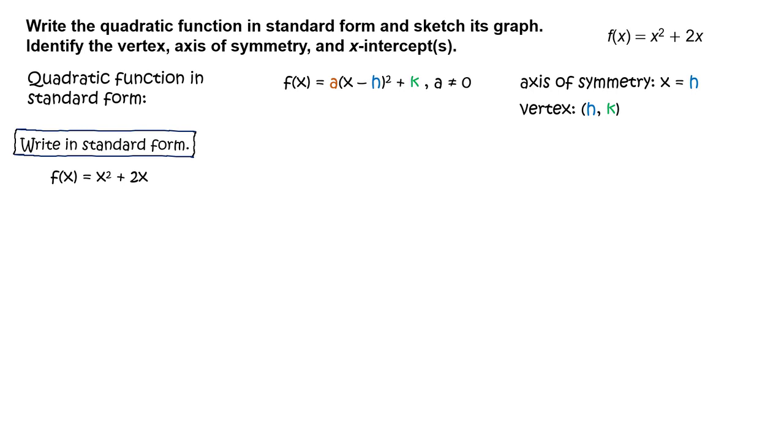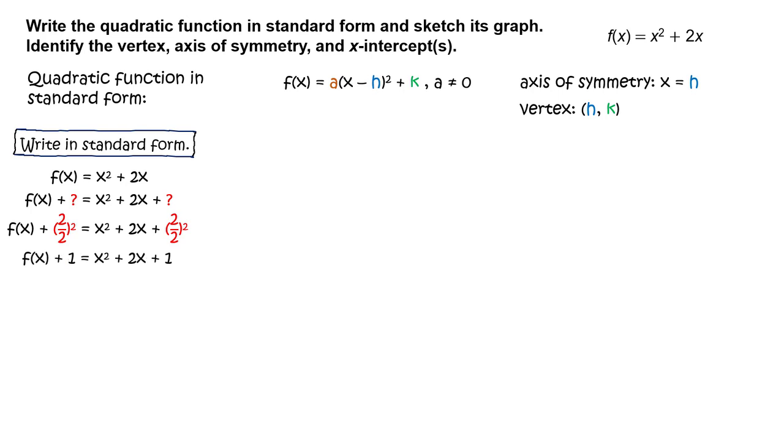First, write in standard form. Write f of x equals x squared plus 2x. Prepare to complete the square. Add the quantity 2 divided by 2 squared to each side of the equation. Simplify to get f of x plus 1 equals x squared plus 2x plus 1.